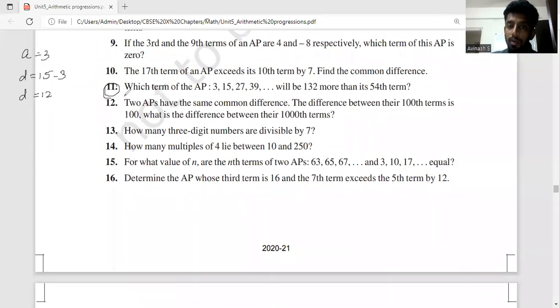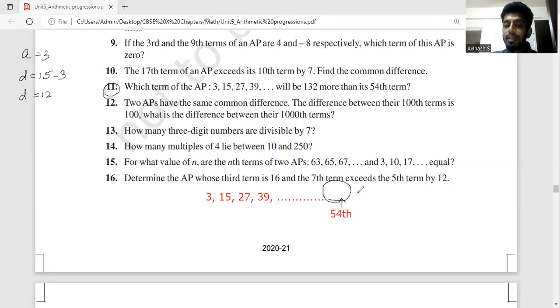So the question is, which term of the AP will be 132 more than the 54th term? First, let us try to understand this question. So they have given an AP like this, 3, 15, 27, 39, from which we have gotten the values of A and D. So now the question is, somewhere in this AP, there is going to be some number in the 54th position. Like if you can see on the screen, 39 is in the 4th position. 15 is in the 2nd position. 27 is in the 3rd position. Likewise, in the 54th position of the AP, as the AP keeps going, we'll be able to get the term.